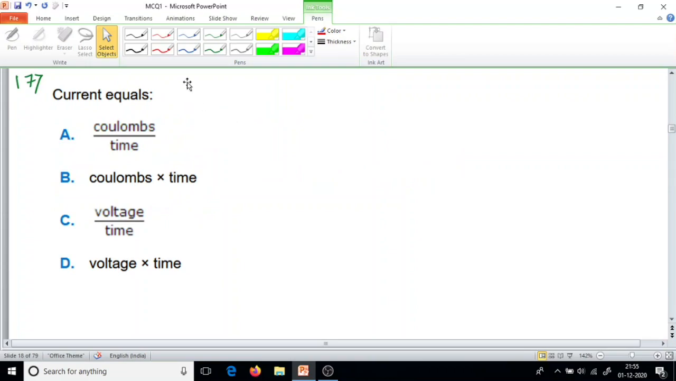Question number 17. What is current? I equals dq by dt. That is coulombs by time. That is option A, coulombs by time.